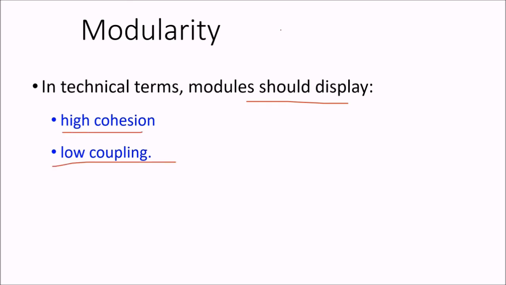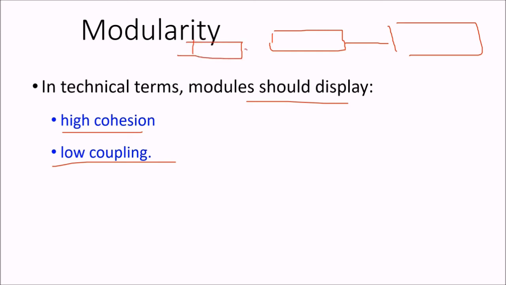If I talk about a train, then the bogies or the compartments are linked together. This is called coupling. Actually, the word is used there also. They are coupled together. So what we want is, we don't want them to be coupled, or we want low coupling.